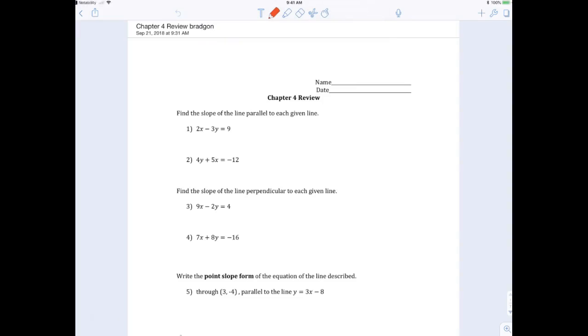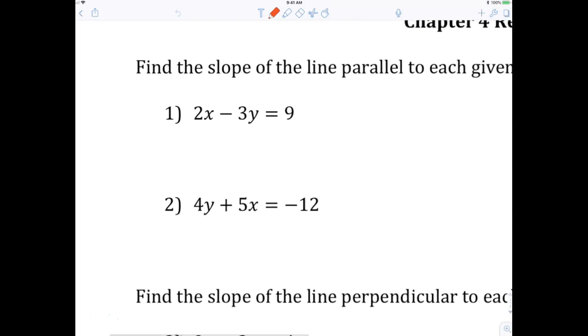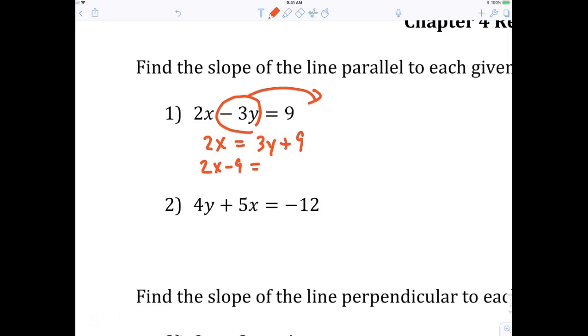So right now, here we have 2x minus 3y equals 9. So I have to find what the slope is. In order to find the slope, I have to solve it for y. So right off the bat, I'm expecting you guys to remember I'm going to move the negative 3y over. So it's going to be 2x equals 3y plus 9. Move the 9 over. 2x minus 9 equals 3y. And now I have to divide both sides by what? 3. So after I divide by 3, y equals 2/3 x minus 3.